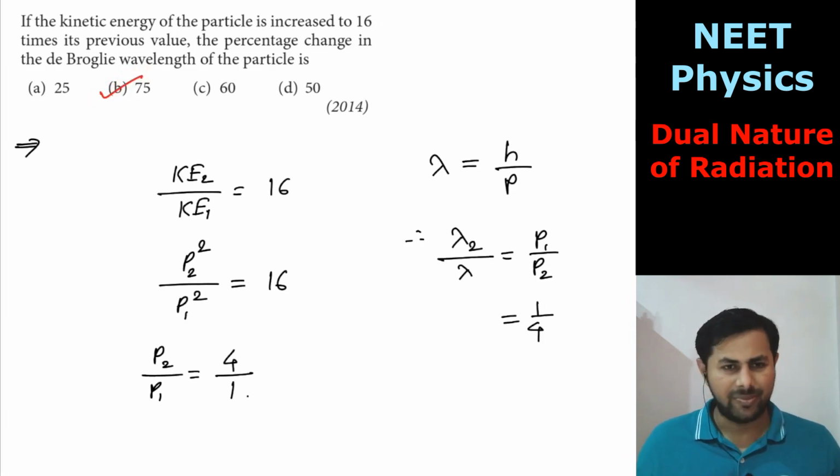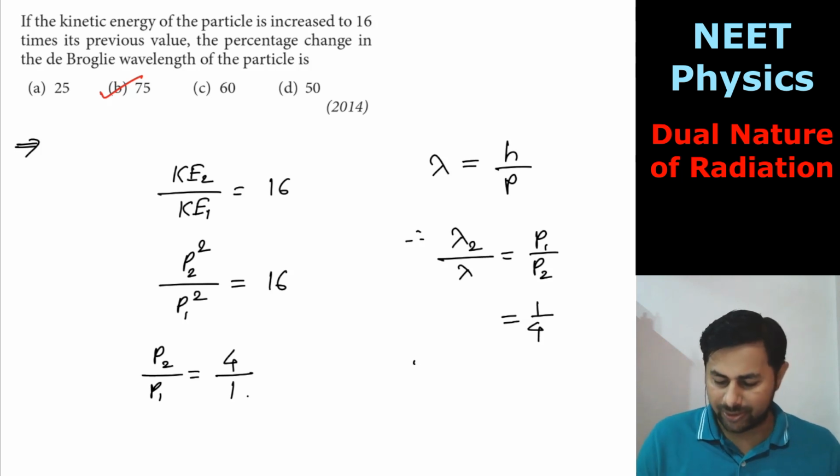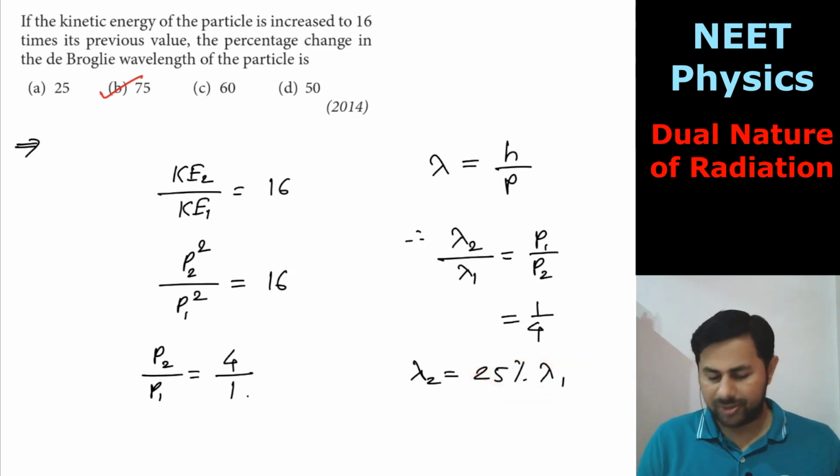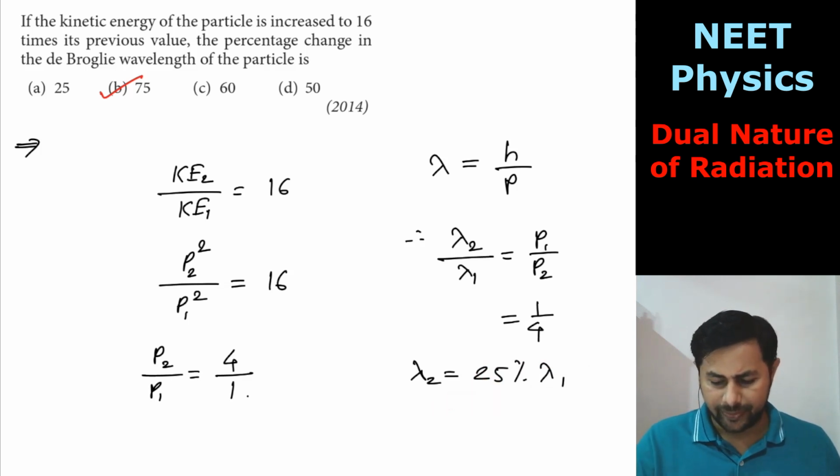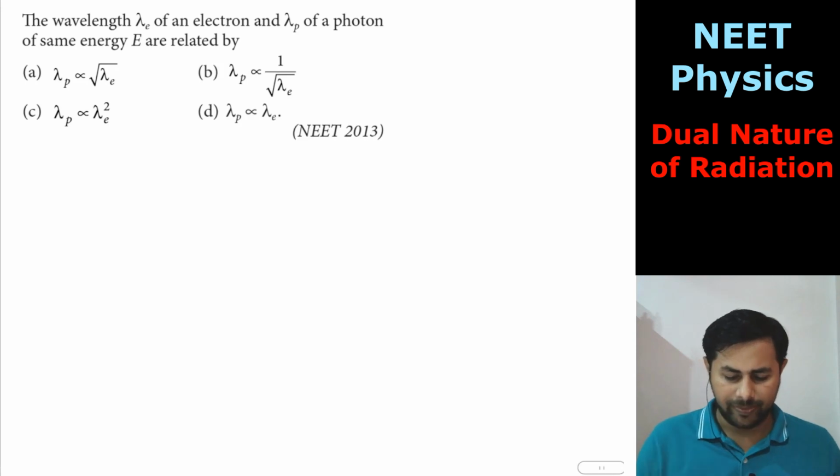Okay, it becomes 1/4 means lambda 2 is 25% of lambda 1, right? But if it is 25%, how much is the change? Change is 75%, right? Change is 75%. Good. Let's see next one.